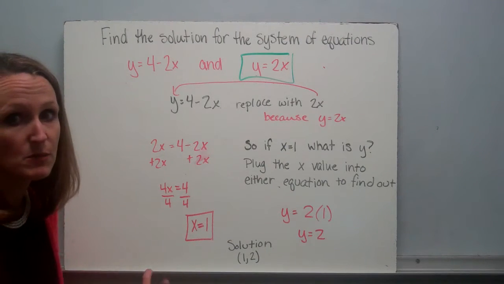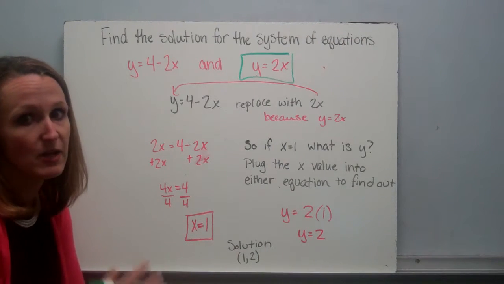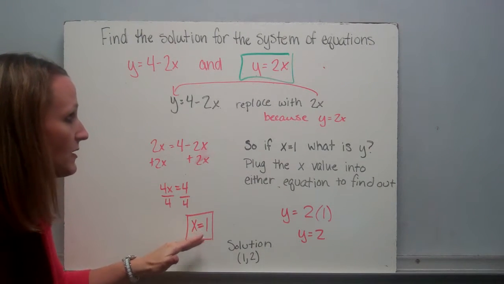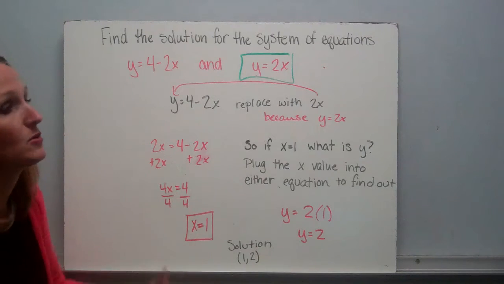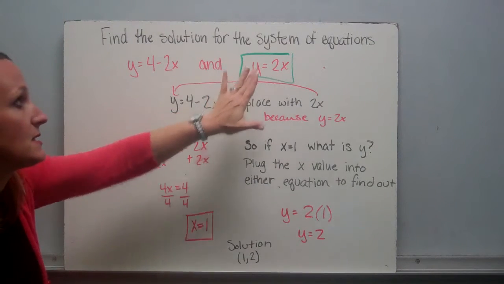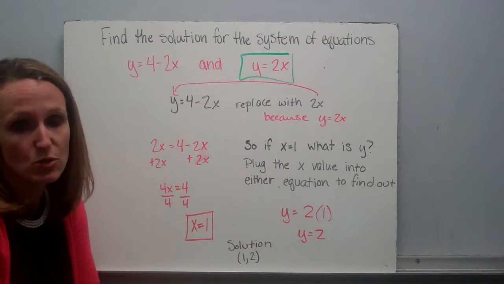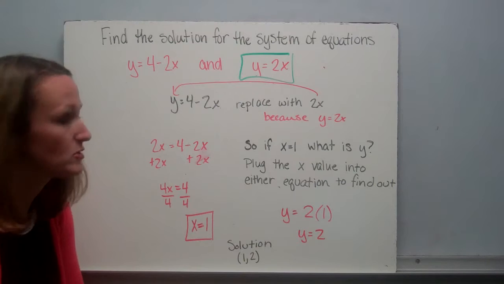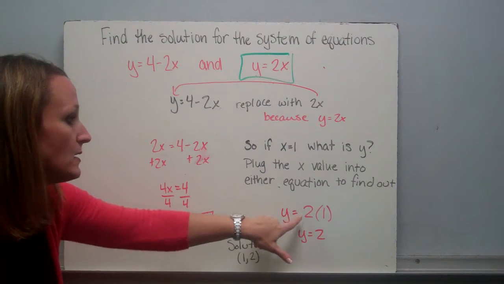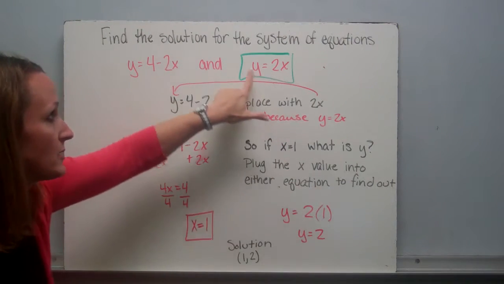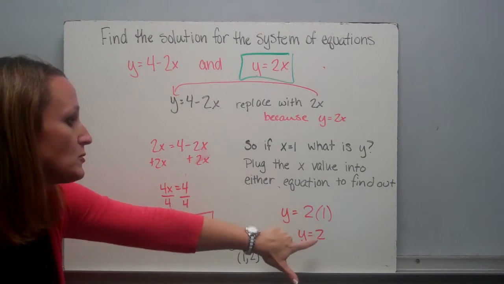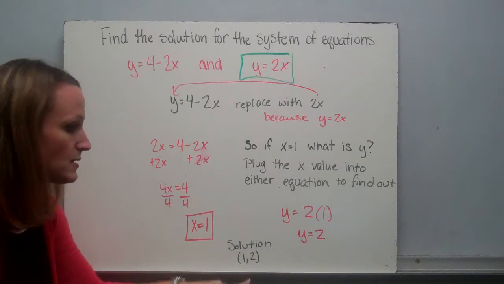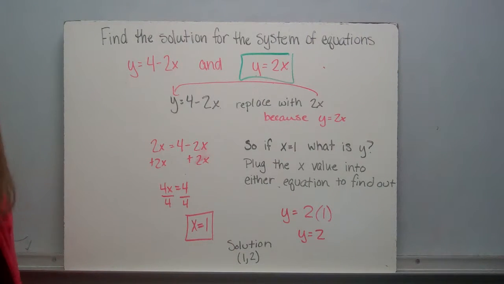Well, remember, a system of equations, you need an ordered pair, an x value and a y value. So now I know my x value. So what do I do? I take this x value, plug it back in to either equation. Well, it's much easier to plug it into this one. And I always look for which equation is going to be easier when I plug it back in. You can pick either one. I choose the easiest. So y equals 2 times 1, because we're looking for y. 2 times 1 is just 2, so y equals 2. So my solution is 1 comma 2.